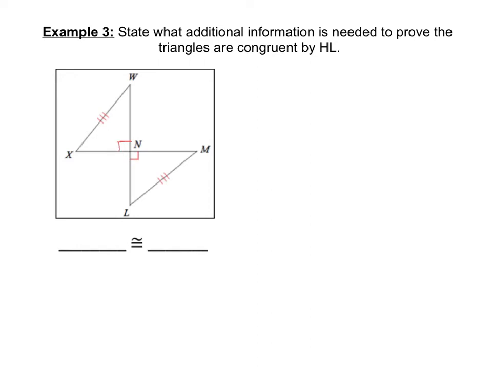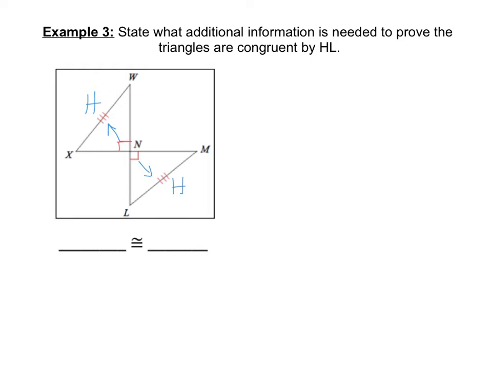You can also see that these two sides are marked the same. And that side, since it's the longest side and it's across from the 90 degree angle, that's the hypotenuse. So if we're gonna try to show that these two triangles are congruent by HL, we just need a pair of congruent legs. There's a lot of different options here. Just as long as you have a leg of one triangle that's marked the same as the leg of another triangle, we know that the triangles would be congruent by HL. So I could pick either of the legs.